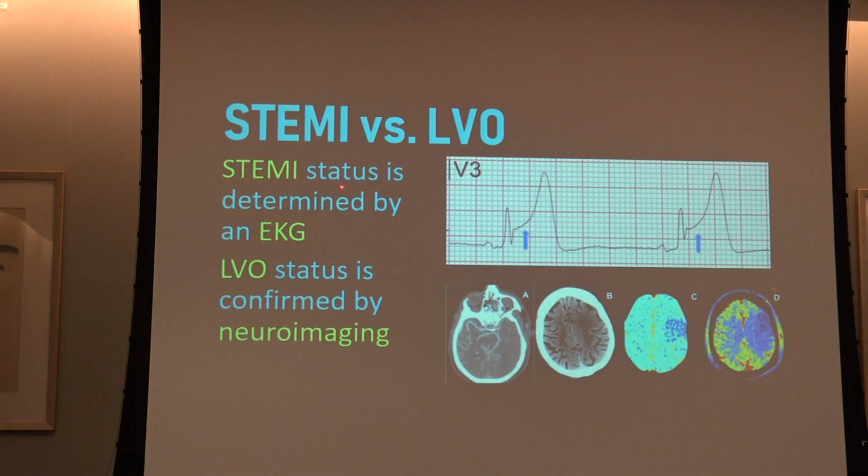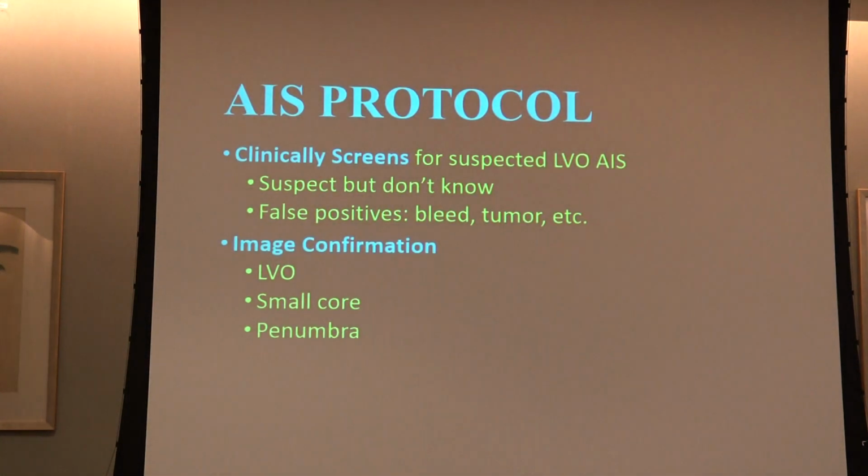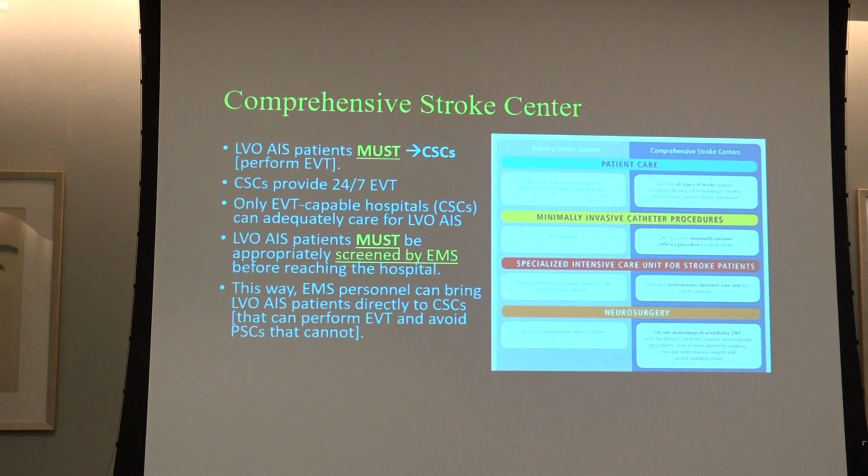Now, STEMI status is determined by an EKG. We don't have an EKG for the brain yet in the field. We determine large vessel occlusion status in stroke by neuroimaging, but there is a way to determine in the field who we suspect has a large vessel occlusion so we can confirm it later. So unlike STEMI, in the field we're clinically screening for a large vessel occlusion. Other things could be causing that, like a bleed or a tumor. And then we confirm that large vessel occlusion when that patient comes to a comprehensive stroke center.